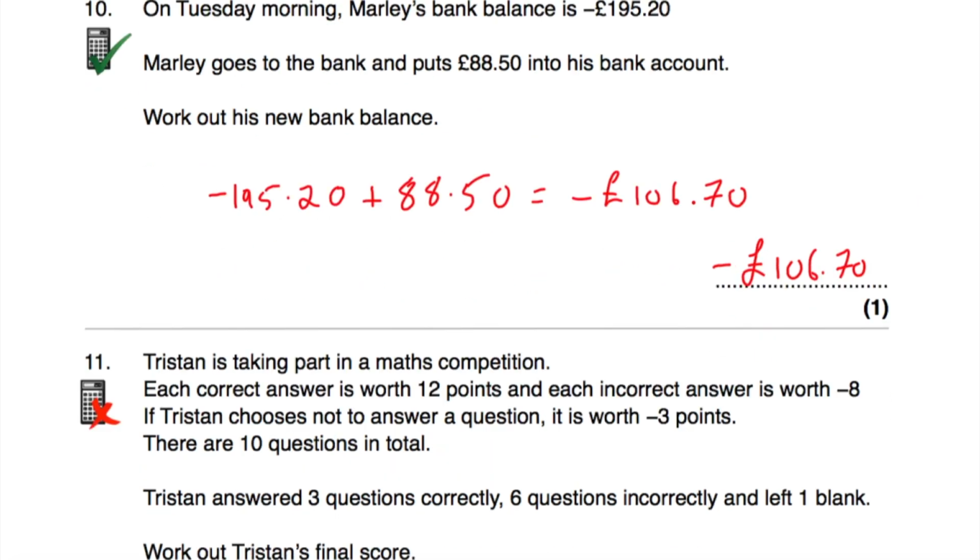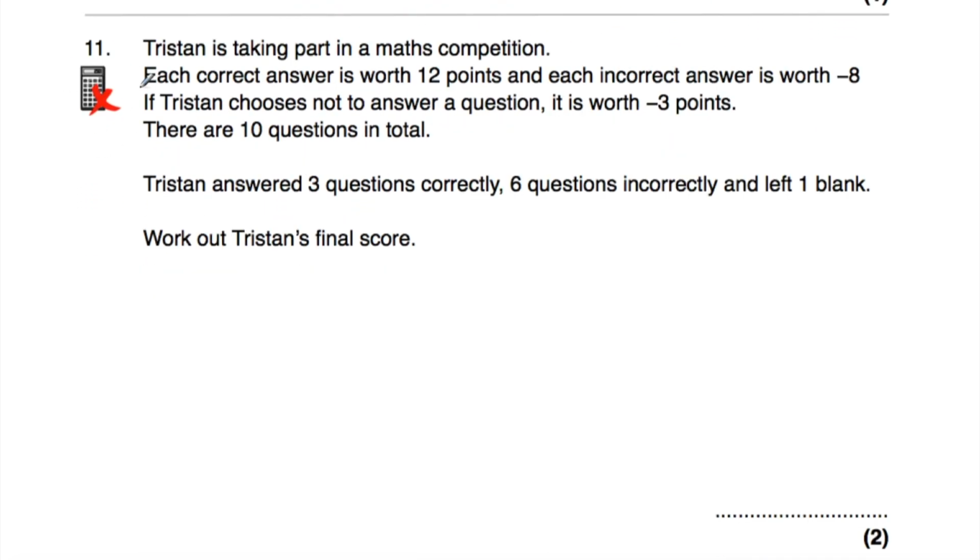Okay, let's have a look at question number 11. So question number 11 says, Tristan has taken part in a maths competition, and each correct answer is worth 12 points, and each incorrect answer is worth negative 8 points. And if Tristan chooses not to answer a question, it's worth negative 3 points. And there's 10 questions in total. Tristan answers 3 questions correctly, 6 questions incorrectly, and leaves 1 blank. Work out Tristan's final score.